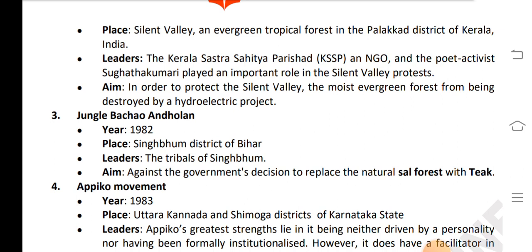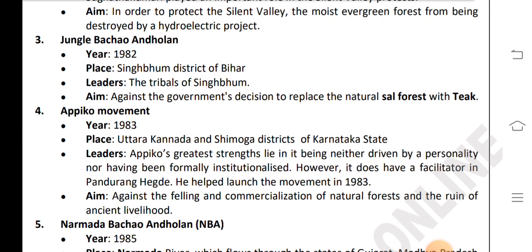Second, Save Silent Valley movement, 1978. Silent Valley is an evergreen tropical forest in the Palakkad district of Kerala, India. The Kerala Sastra Sahitya Parishad, KSSP, NGOs and the poet activist Sugathakumari played an important role in the Silent Valley movement, in order to protect the Silent Valley, the most evergreen forest, from being destroyed by a hydroelectricity project.